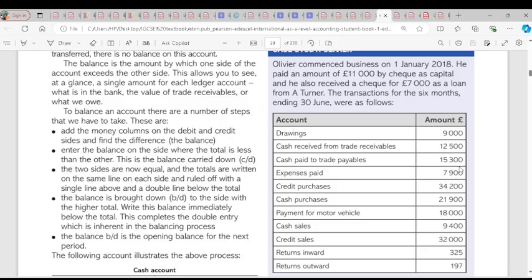I think it's clear. Because it's cash paid here. They said cash paid to trade payables. We paid our trade payables. So when you make payments, you pay through the bank with your bank account. So your cash trade payables is 15,200. We make a payment there. It's going to be on the credit side because it is payable. Then we have expenses paid. Expenses 7,900 on the credit side.